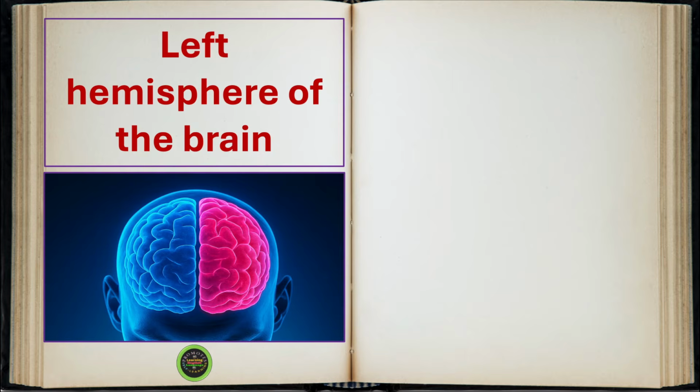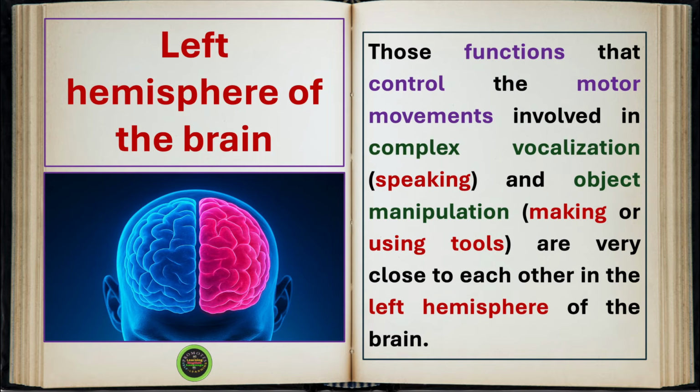Left hemisphere of the brain. What's that? Those functions that control the motor movements involved in complex vocalization, what we refer to as speaking, and object manipulation, what we call making or using tools, are very close to each other in the left hemisphere of the brain. So the art of speaking or the art of making or using tools result from the use of the left hemisphere of the brain. We continue to discuss and explore more ideas about the topic.